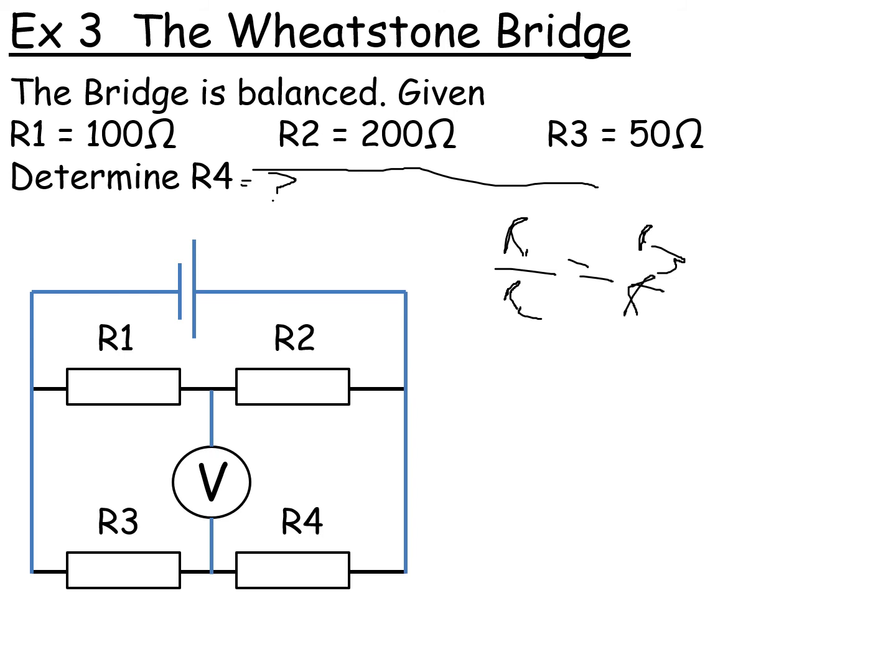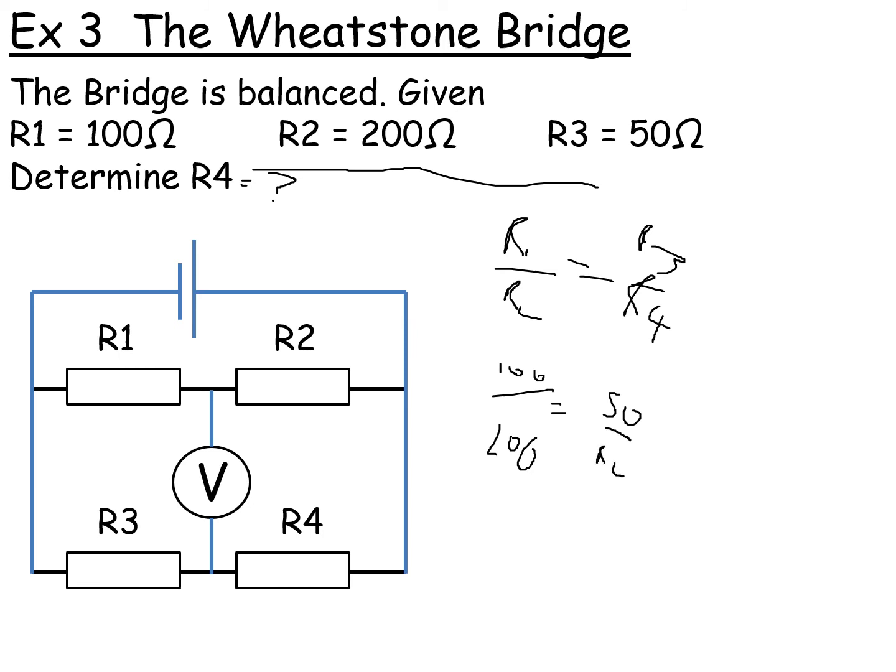Now, let's just check this is the right equation, because if we look at the circuit, our voltmeter is here, so we can see we've split R1 and R2, and we've split R3 and R4, so that's the right equation. It's then just a case of plugging in the numbers, because we know the bridge is balanced, we can use this equation, and we know the voltage is splitting accordingly across these two resistors. So we do 100 over 200, and that's equal to 50 over R4.